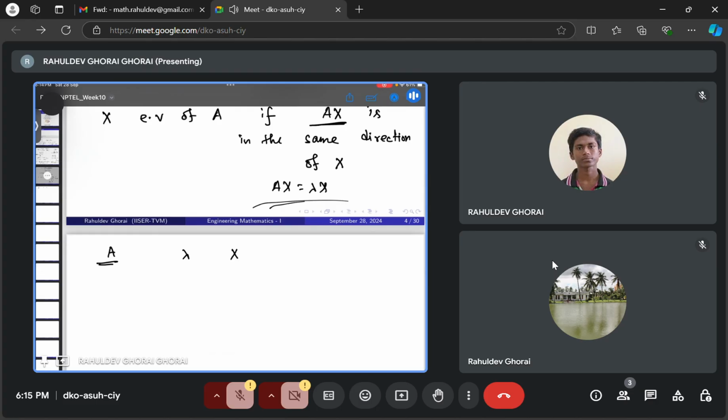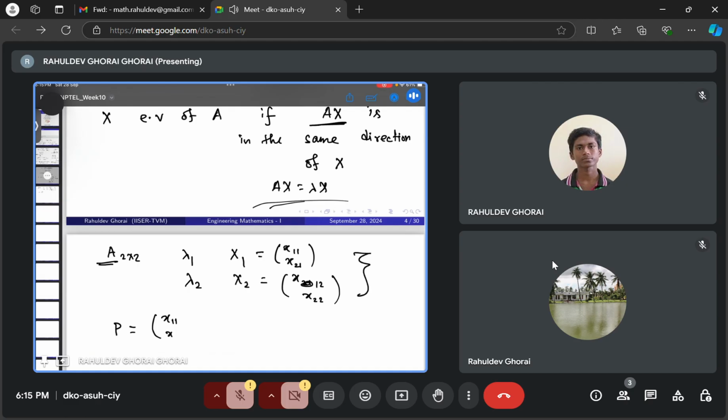And corresponding to lambda, you have one x. So corresponding to lambda 1 you have x1, and corresponding to lambda 2, let's say you have x2. This is called, let's say, a 2 by 2 matrix. So then x1 is an eigenvector, you can write it like x11, x21, and this will be x12, x22.